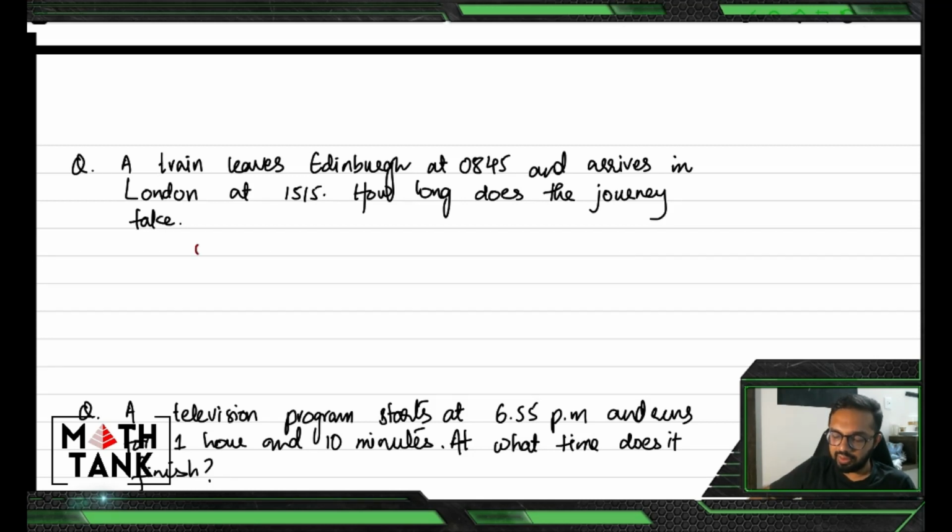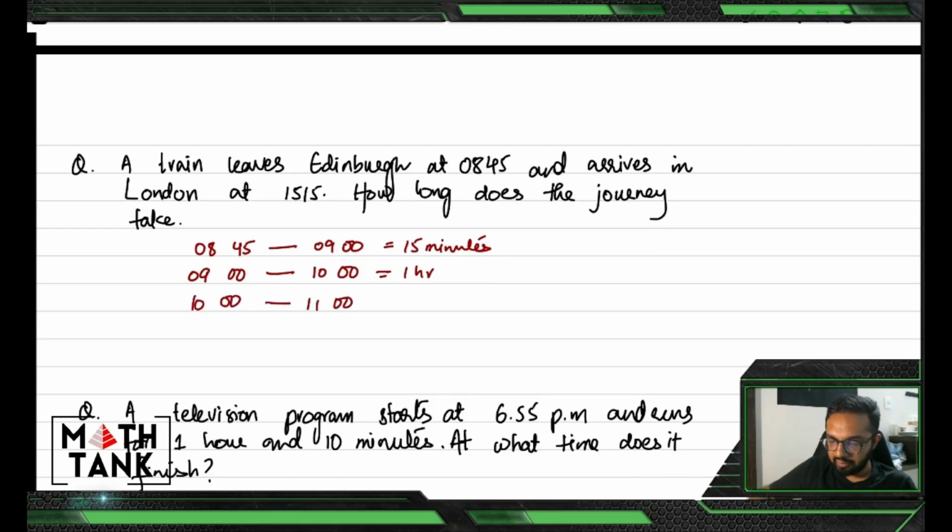The simple way of doing these questions is to say that from 8:45 to 9:00 there are 15 minutes. Okay, on the exam you don't need to write everything down, I'm just doing this to explain to you. Then from 0900 to 10 there is 1 hour. From 10 to 11 there is another hour. Now I can sort of jump a little and say that from 11 till 15 there are 4 hours.